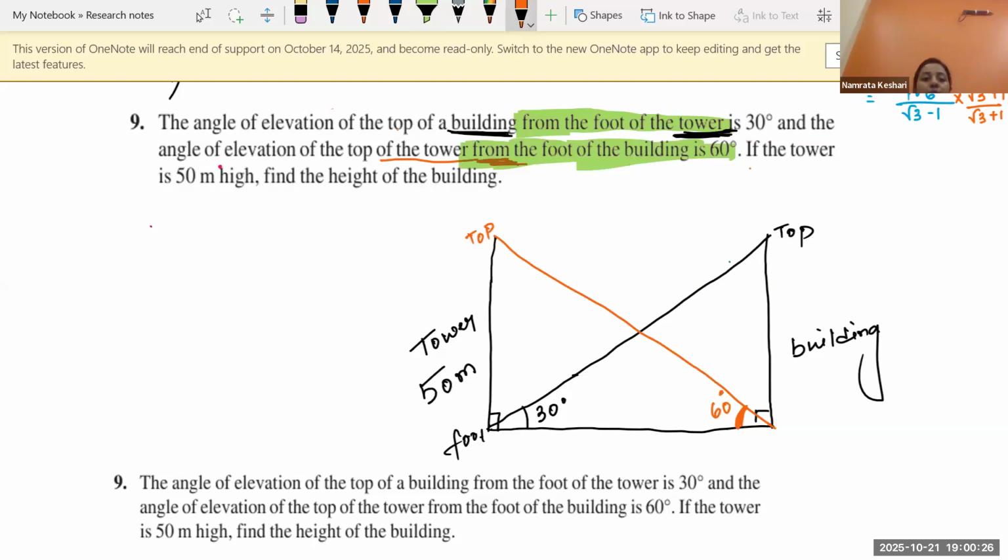If the tower is 50-meter high, find the height of the building. We are done. Is it clear how we are constructing the figure? Yes, ma'am. Okay, we have two right angle triangles. One is this one, the name is DCB. Angle over here is 60. This is 90.